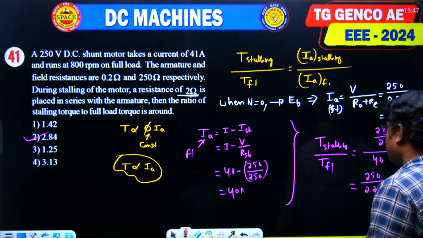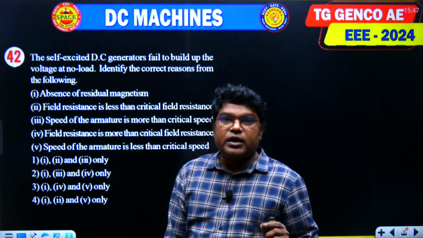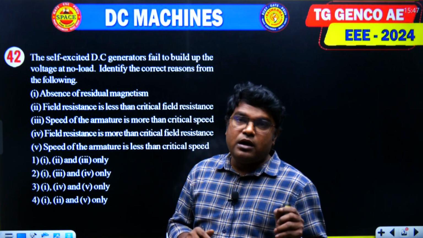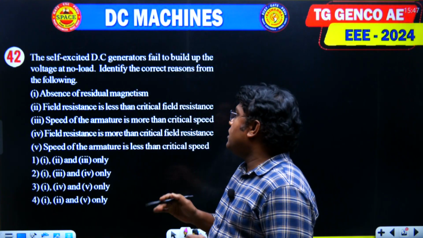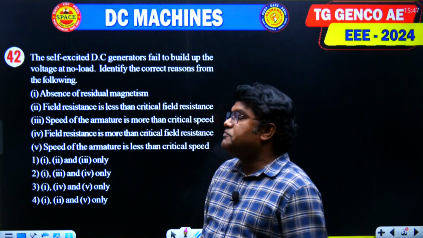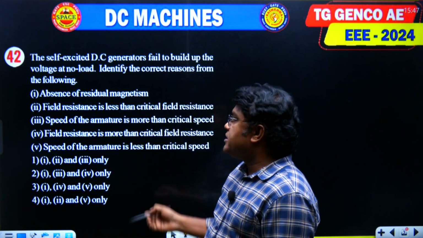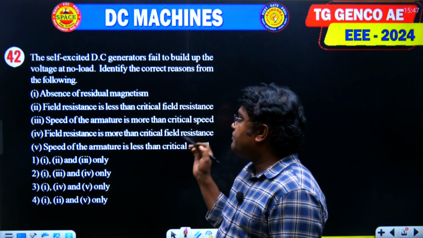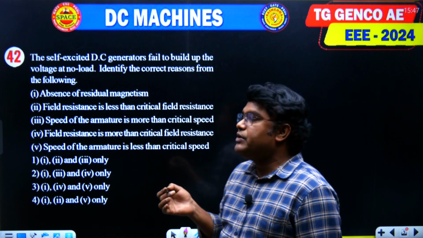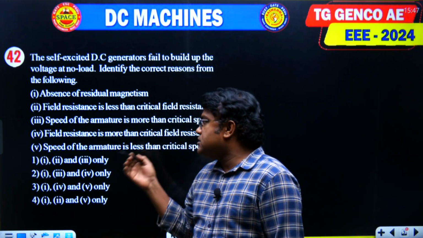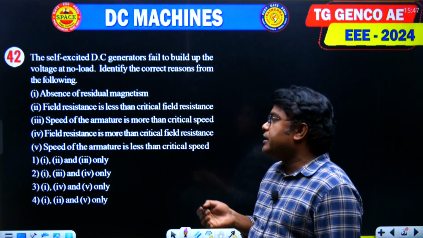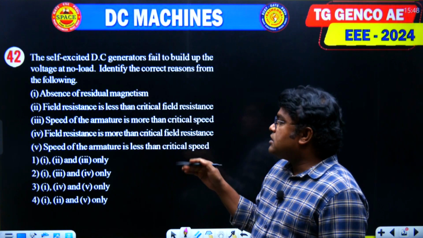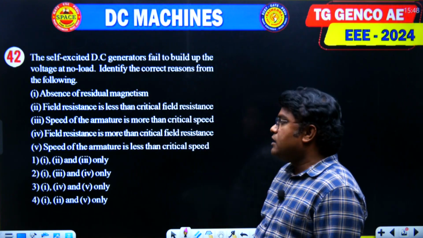Next, let us solve question number 42. The question is: the self-excited DC generator fails to build up voltage at no load. Identify the correct reasons from the following. Statement number 1 is the absence of residual magnetism. Statement number 2 is field resistance is less than the critical field resistance. Statement number 3, speed of the armature is more than the critical speed. Statement number 4, field resistance is more than the critical resistance. Statement number 5, the speed of the armature is less than the critical speed.